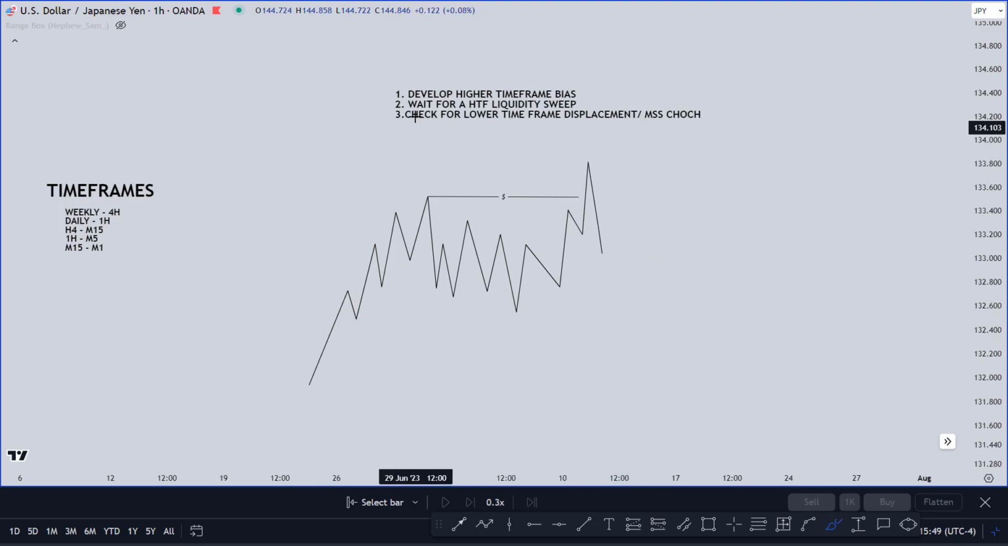And then as you can see here, for number two, wait for price to give us a higher time frame liquidity sweep. As you can see here, this was our old higher time frame high. Price came up here and cleared that liquidity, right? So that's number two. We wait for price to clear our higher time frame liquidity.